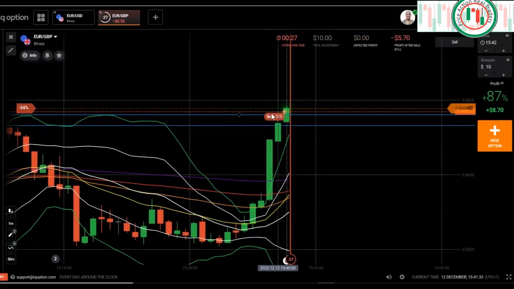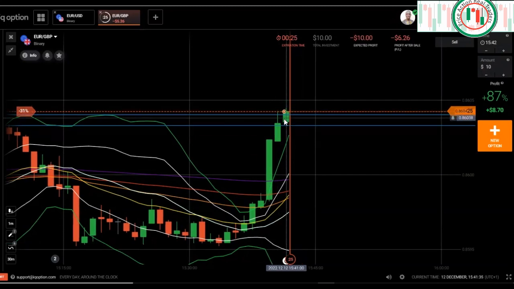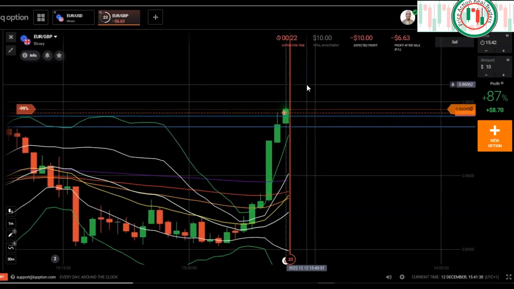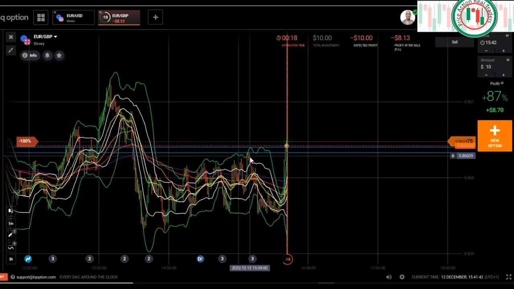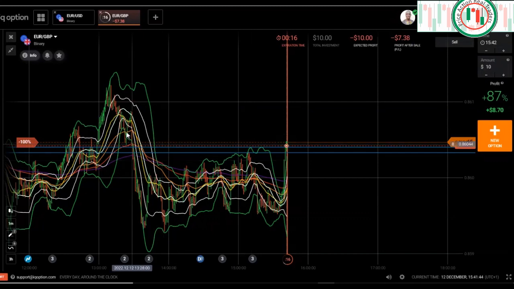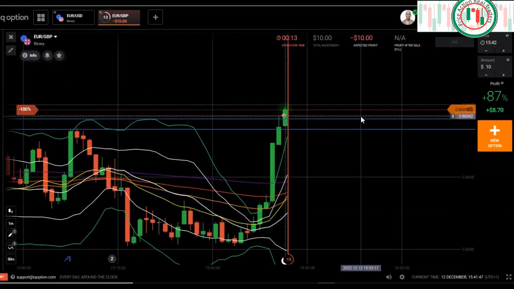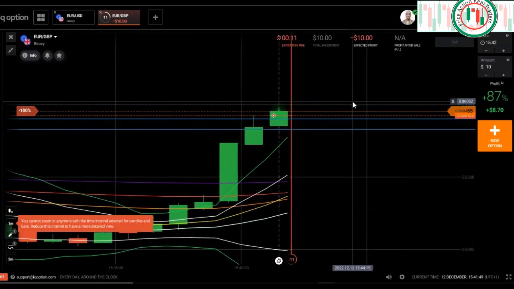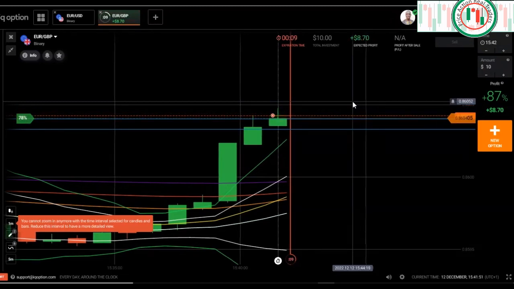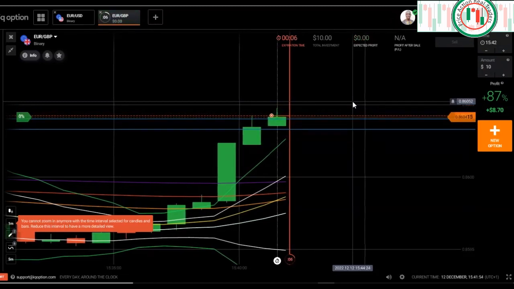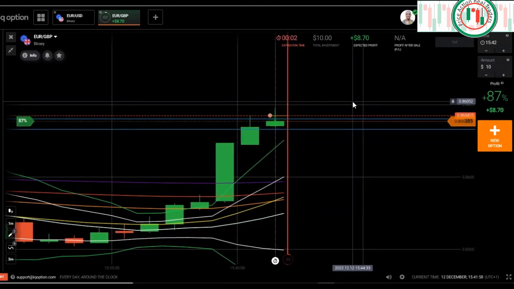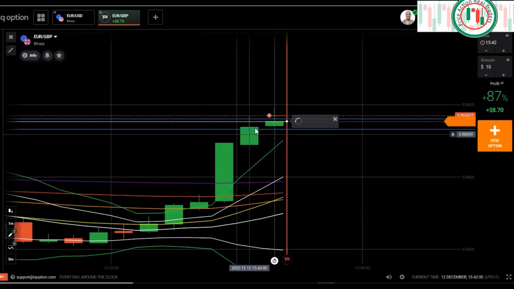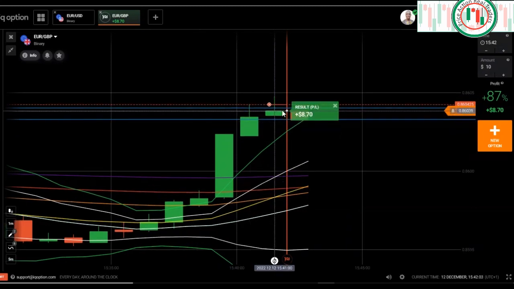I'm not expecting market to break this area. Market will reject here because of this breakout, and here is a very strong area. So let's see. I'm expecting a weak candle here. You see market is creating a weak candle here, so that's why I place my trade here.